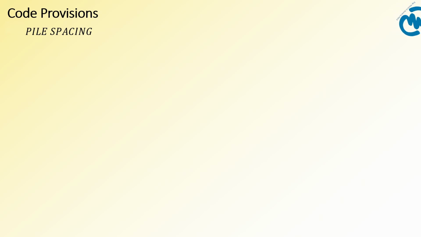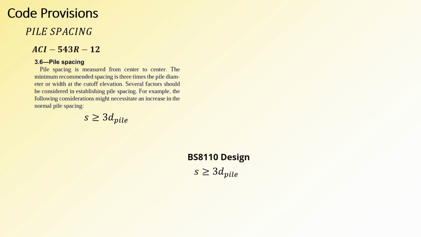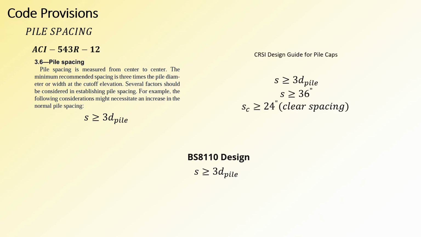Various design codes specify these minimum spacing provisions. For example, both BS8110 and ACI 543R12 recommend a minimum spacing of 3 times the diameter of the pile. Meanwhile, the CRSI Design Guide for Pile Caps goes a step further by including additional requirements on top of the 3 times pile diameter rule to enhance performance and constructability.